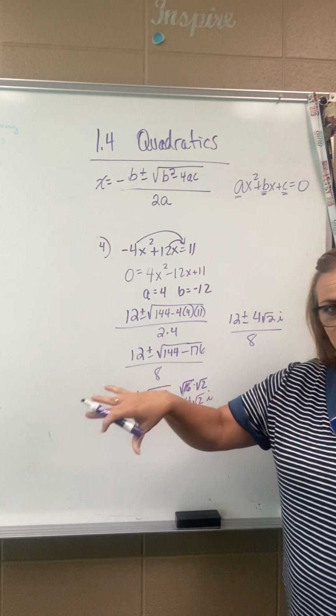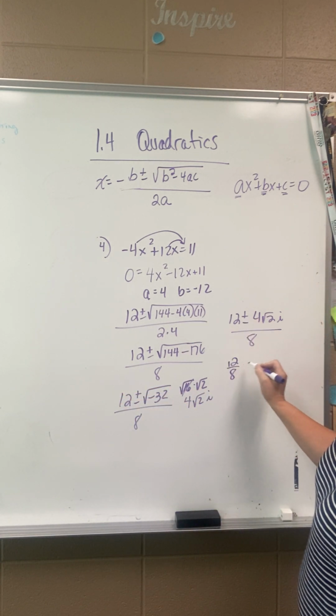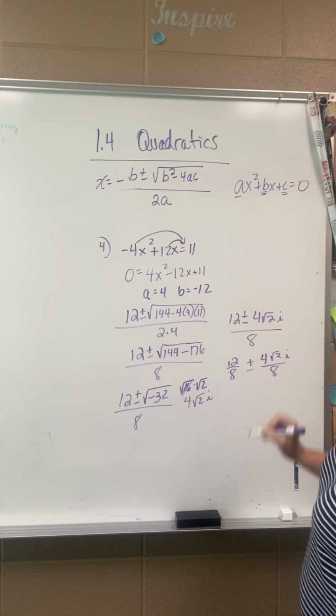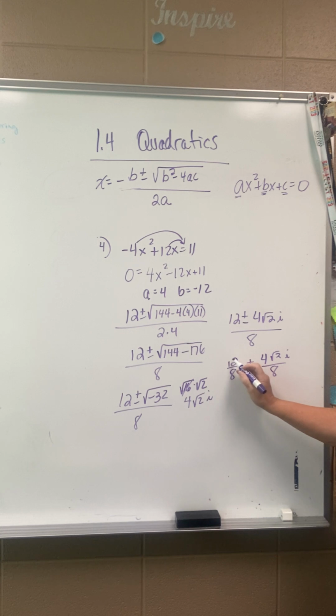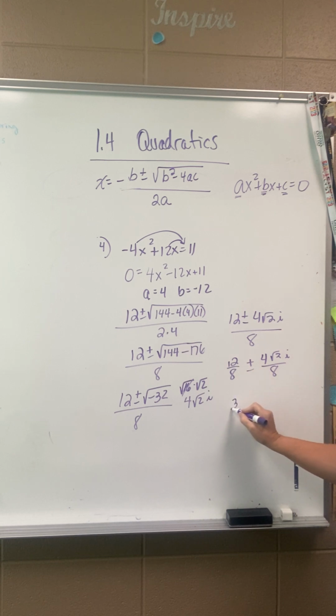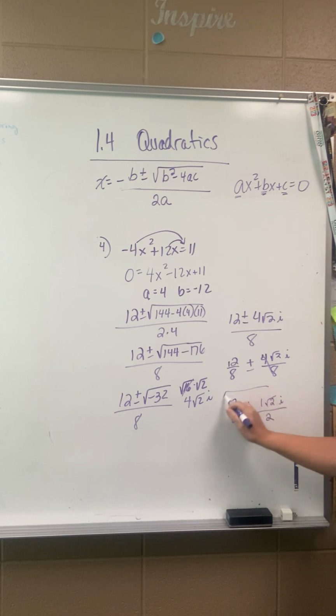Then lastly, we have to pull those 2 answers apart. 12 is over 8. We'll reduce that. And 4 radical 2i is over 8. These do reduce. The 12 divided by 8 will reduce to, let's see, what does that reduce to? 4 into 12 is 3, and 4 into 8 is 2. And then the 4 and the 8 reduce to a half over 2, like that. So that would be our final form of that answer.